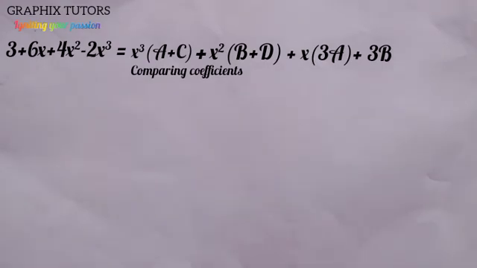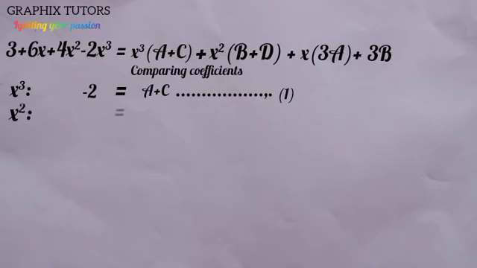Now if I consider s cubed, I have my equal sign here. So if I consider s cubed, at my left hand side, the coefficient of s cubed is minus 2. And at my right hand side, the coefficient of s cubed is a plus c. That is equation 1. Now if I consider s squared, at my left hand side, the coefficient of s squared is plus 4. And at my right hand side, the coefficient of s squared is b plus d.